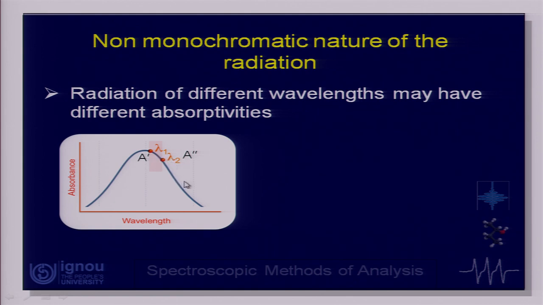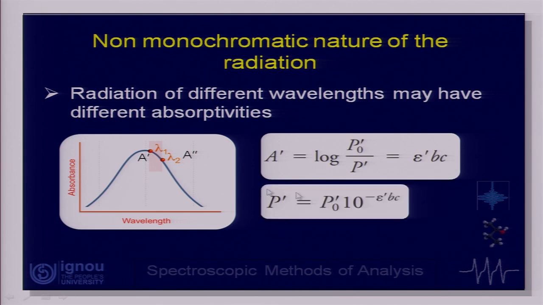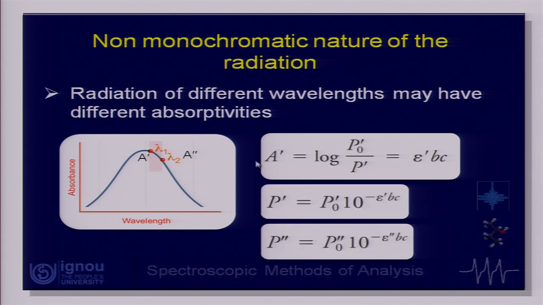So what happens as a consequence is that, if you recall from our Beer-Lambert law and arrange it differently, A prime, the absorbance at lambda 1, is log of P naught prime by P prime, equal to epsilon prime BC. If I rearrange that, I can say that P prime is equal to P naught prime times 10 to the power minus epsilon prime BC, and similarly for P double prime.